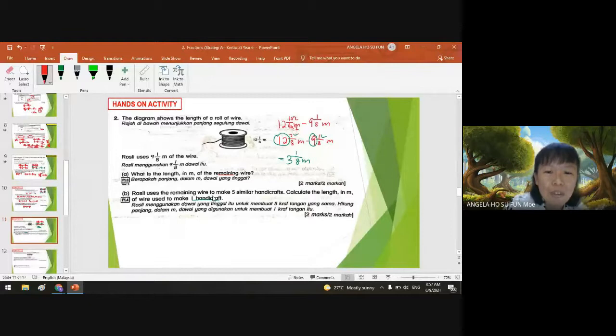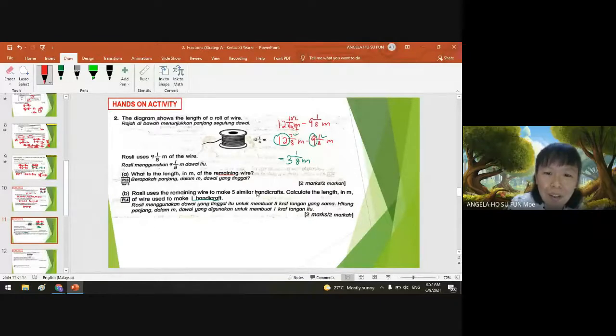Hello? If I want to count 1 handicraft, how many meters of wire are used up to make 1 handicraft? To find 1, what operation do I need to use? Divide. Yes, you are correct. So get the remaining wire. This is the remaining wire. This is 3 1/8 meter.